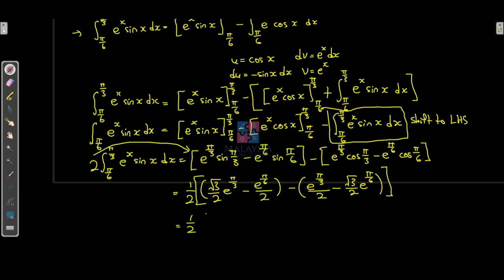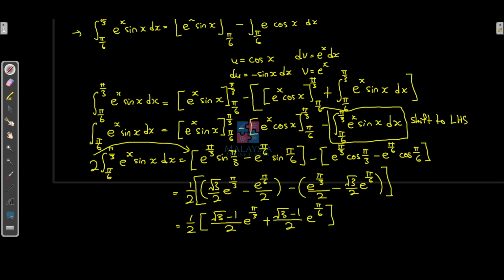So remember, the problem here is we need to get the exact value, right? Okay, so we can see that square root 3 over 2 minus 1 over 2 because you have here e to the power of pi over 3, right? So what do we have here? Square root 3 minus 1 over 2 e to the power of pi over 3, okay? And then minus, here you can see we have negative 1 over 2 plus square root 3 over 2. Okay, so we have plus square root 3 minus 1 over 2 e to the power of pi over 6.